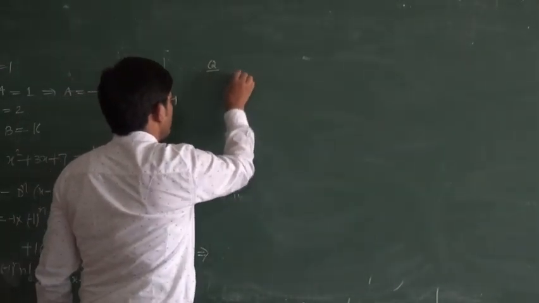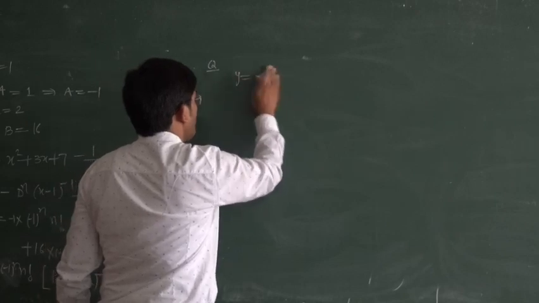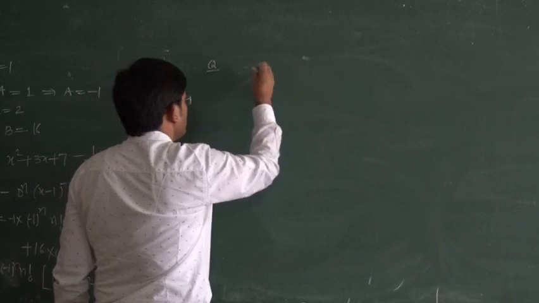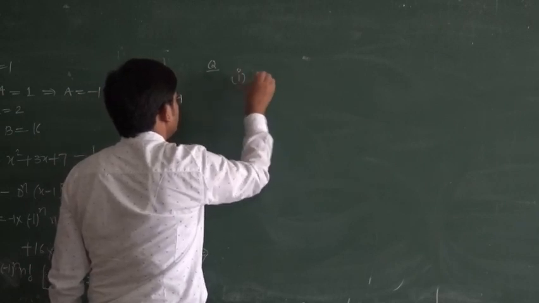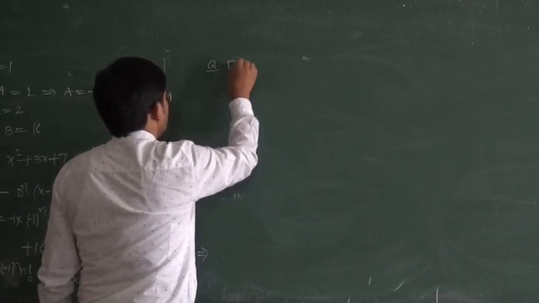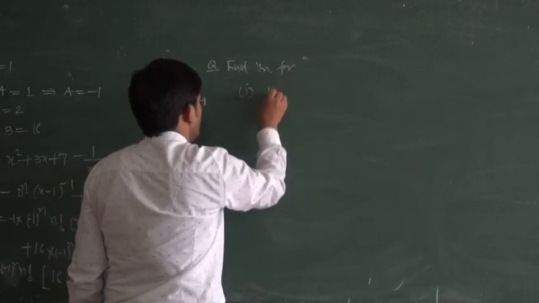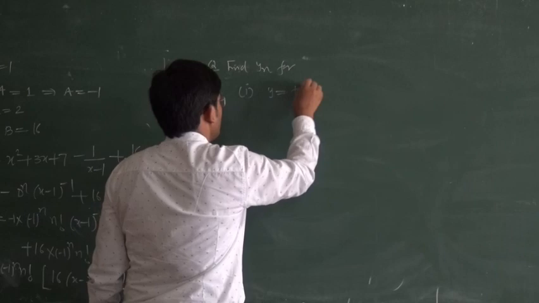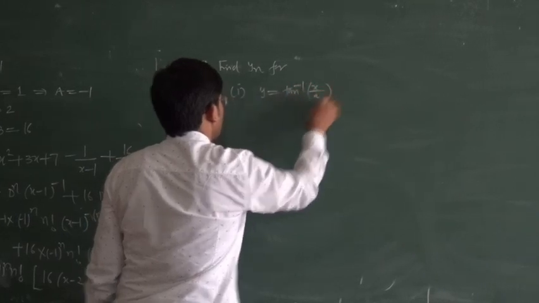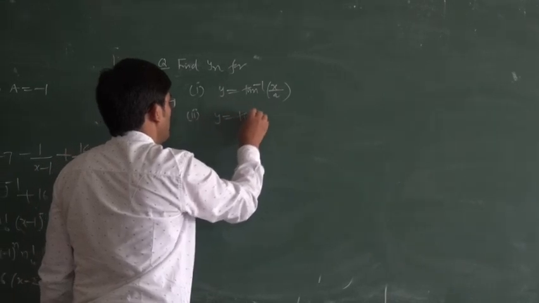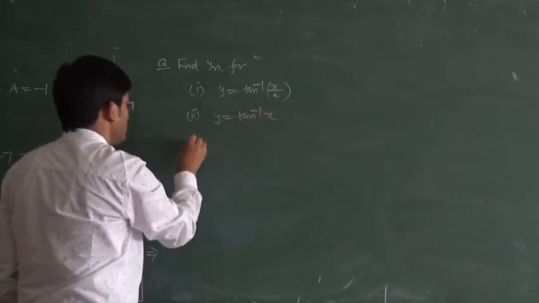And this is a very standard question. If y equal to, and all these questions are equivalent to each other, so the first one is find yn for the first part. If your y is tan inverse x upon a. For the second part, let us put a equal to 1, then this is your tan inverse x.